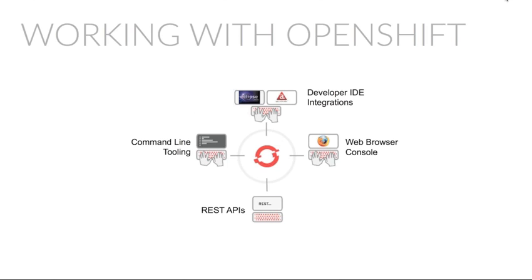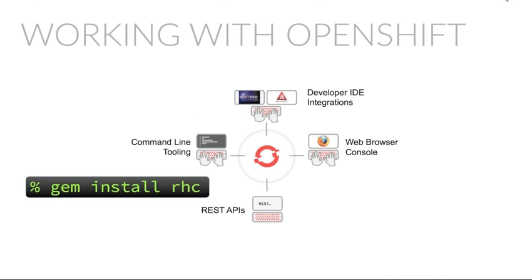The third tooling option that we have is command line tooling, which is a Ruby gem. You just have to run gem install rhc. Gem is a way to install Ruby gems. Once you have installed that, it gives you a few commands that you can use to build applications. Personally, I like RHC, the command line tooling, the best, because it has all the features that are required. Some of the features are not yet available in the web browser and Eclipse IDE.